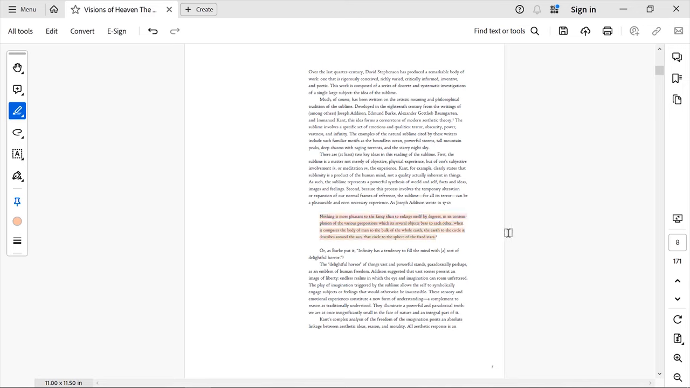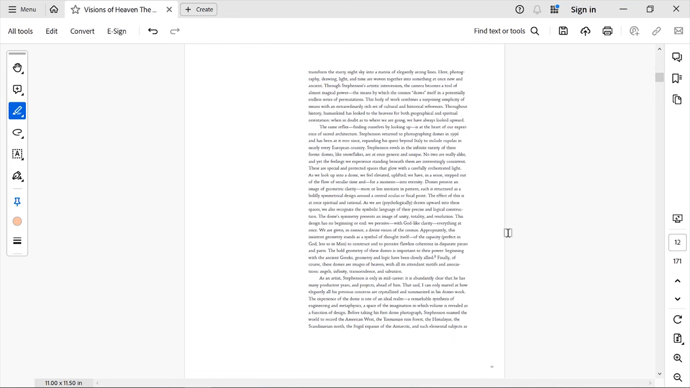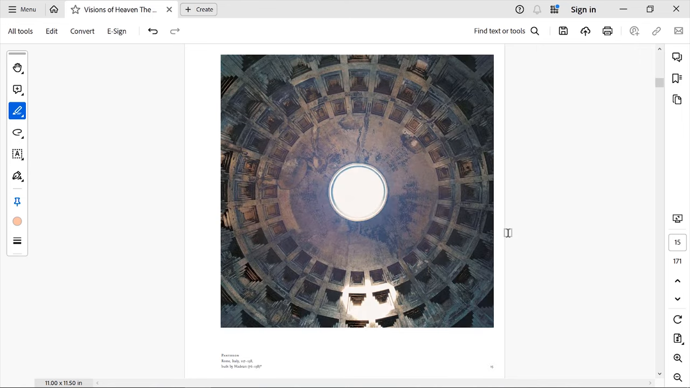Nothing is more pleasant to the fancy than to enlarge itself by degrees, in its contemplation of the various proportions which its several subjects bear to each other, when it compares the body of man to the bulk of the whole earth, the earth to the circle it describes around the sun, that circle to the sphere of the fixed stars. Okay. Anyway, like I said, this is a picture book. I'm not going to read the introduction, sorry.